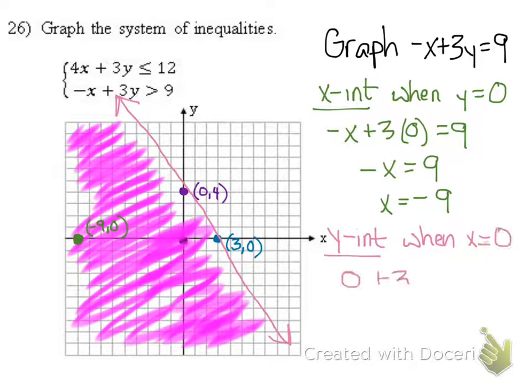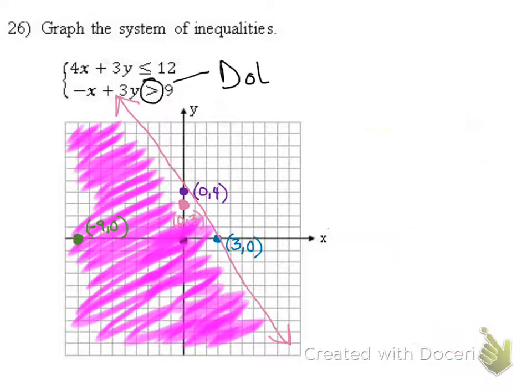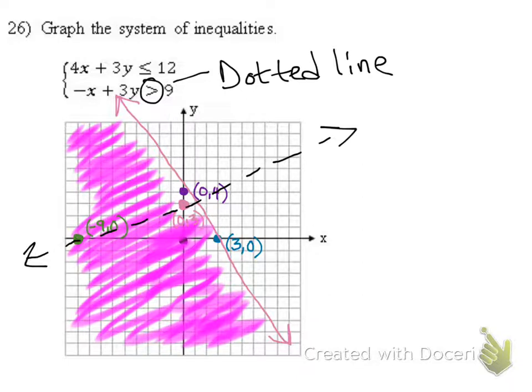For the y-intercept, we'll plug in 0 for x, and we get a value of 3. So on the y-axis, I'm going to mark where positive 3 is. This time we need a dotted line because there's no line underneath the inequality sign.